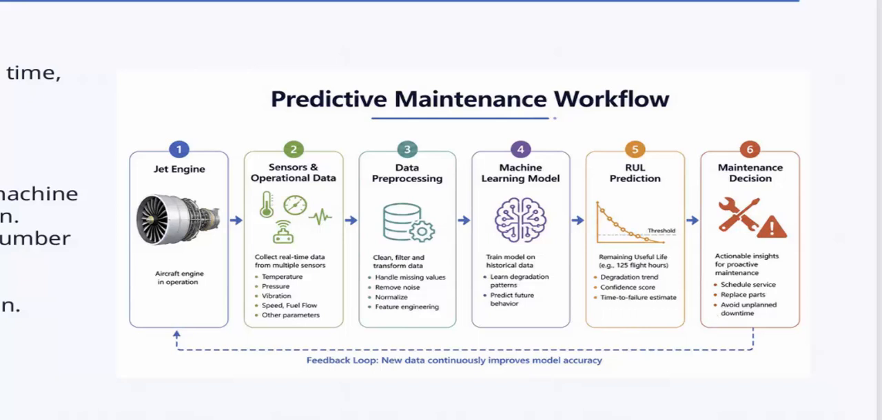An important part of the diagram is the feedback loop. After each new engine operation cycle, new data becomes available, which can be used to improve the model and increase the accuracy of the future predictions.